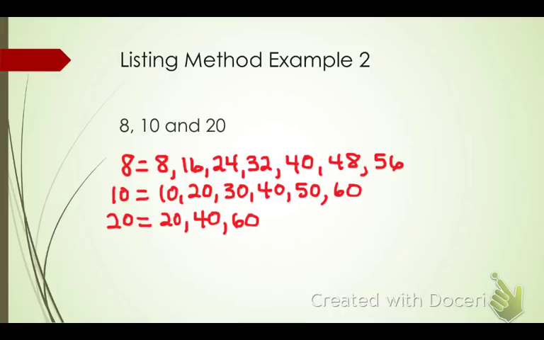And now I have to look, when I have 3 numbers, the smallest number that's common for all 3. So I'm looking at 20, and of course 10 has 20, but 8 does not have 20. And I'm seeing that they all have 40. So the LCM of 8, 10, and 20 is 40. So that is one method, the listing method.